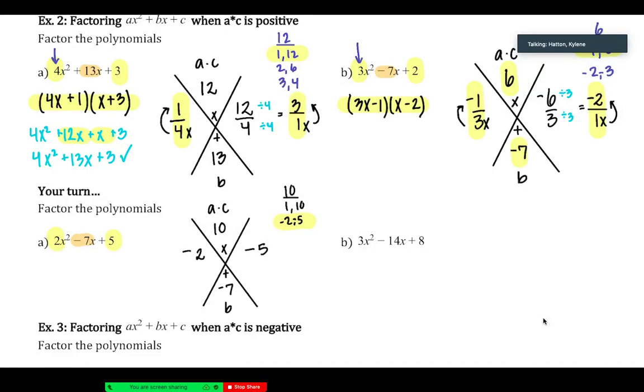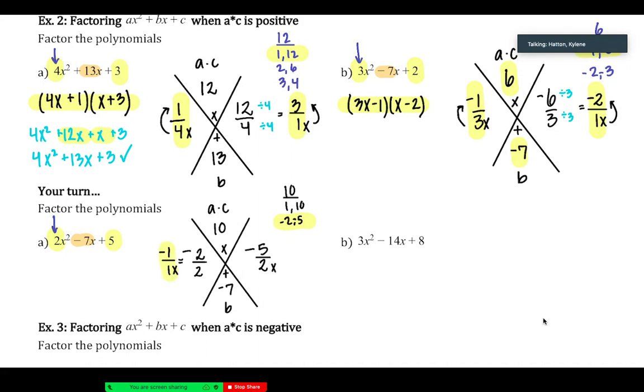Then we need to remember to write them over our A value, which for this problem is 2. So over 2, over 2, and then reduce if you can. The negative 2 over 2 can be reduced because they're both divisible by 2. If I divide each one by 2, the negative 2 becomes a negative 1 on top, and the 2 becomes a 1 on the bottom. I think I forgot to write that 2 there. But the negative 5 over 2 can't be reduced because they're not both divisible by the same number other than 1. So now we're ready to write our factors.